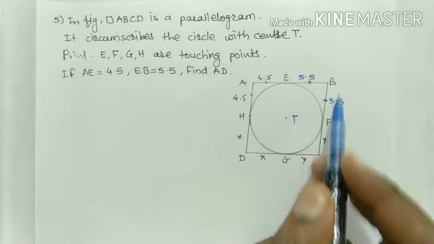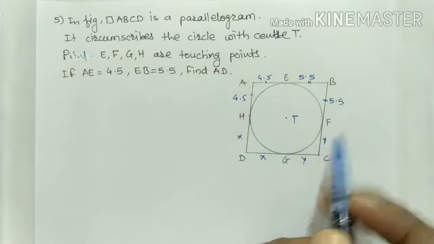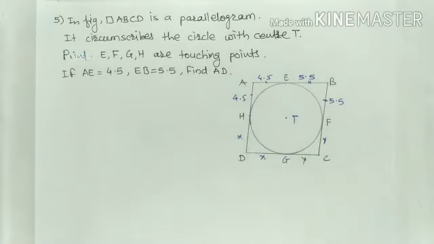Then AD equals BC. These are also the opposite sides of the parallelogram. Then by using this we get the second equation, and by solving these two equations we can easily find the length of AD.